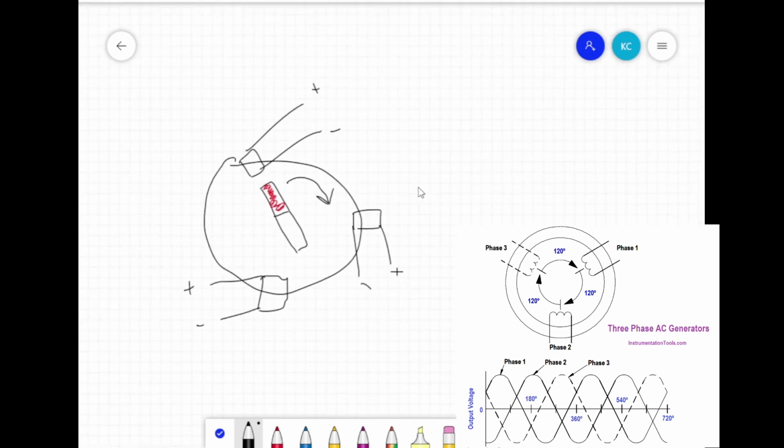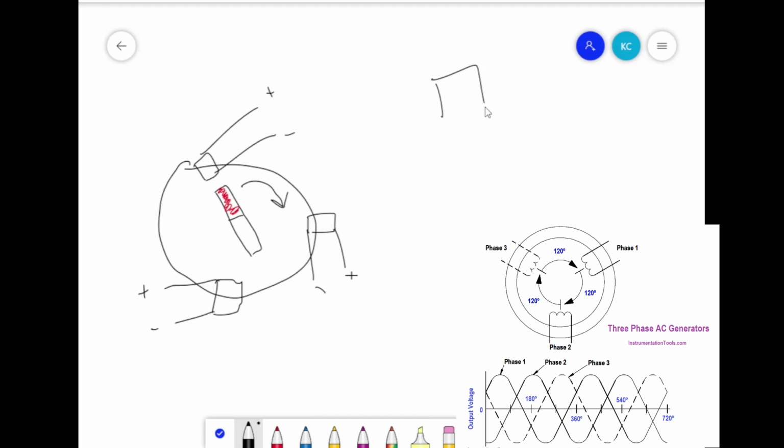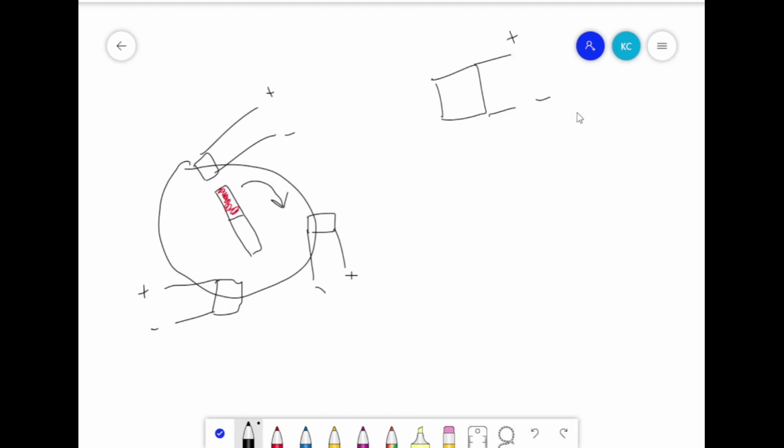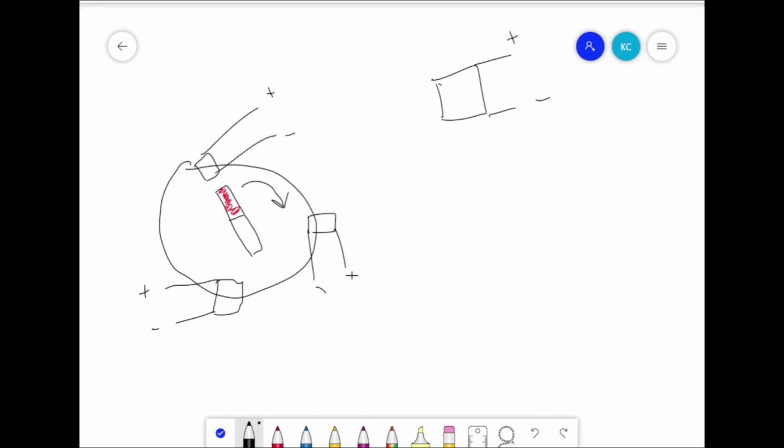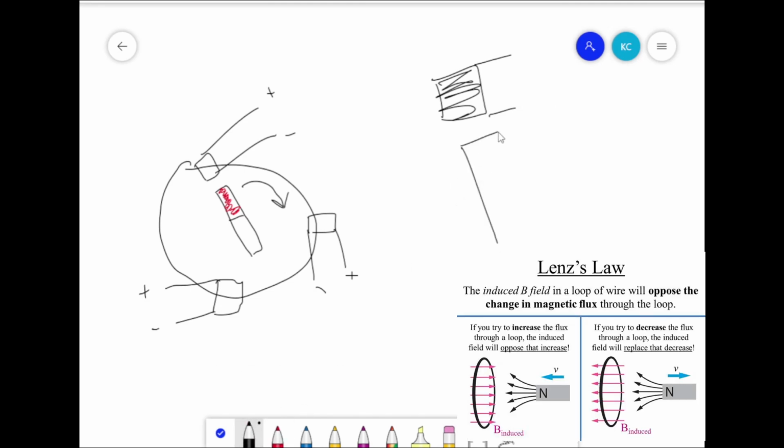So to go into a little bit more detail, let's zoom in on one of the coils. This is our coil. In fact, I have to remove these because we don't know the direction yet. Using Lenz's law, we'll be able to find the direction of the potential. I'm going to draw out the magnetic field.